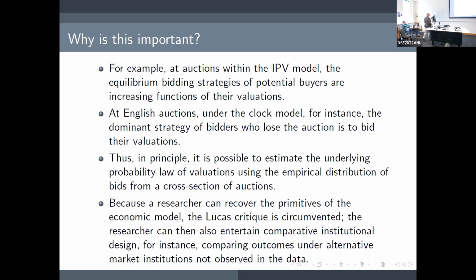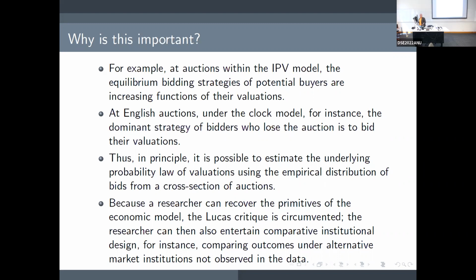Okay, so I'm going to dwell on a particular example. I'm going to focus on an IPV model, English auction clock model. I want to show in some sense how you can get from the thing you want, from the empirical distribution of bids from a cross section of auctions, to an object that would be impervious to the Lucas critique.